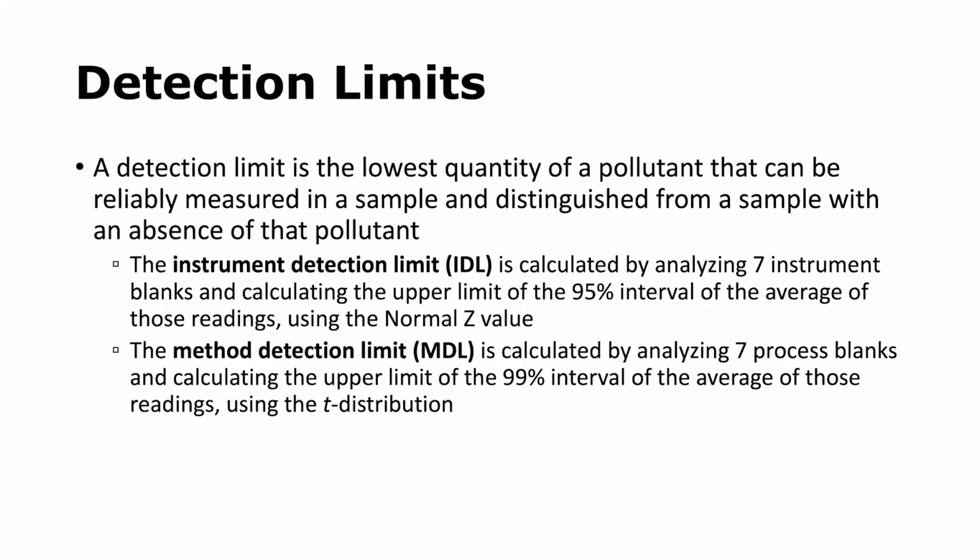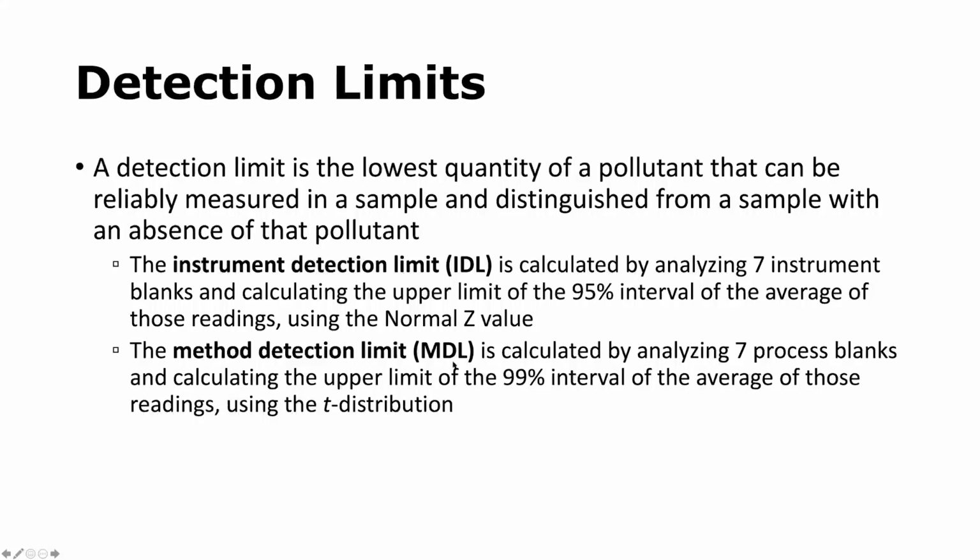And the way that we calculate the instrument detection limit is by analyzing 7 instrument blanks and calculating the upper limit of the 95% interval of the average of those readings. That's using the normal Z value. So this is defined in the standard methods book of water and wastewater analyses. And in the previous lecture, I talked about instrument blanks. That lecture is one of the recorded lectures that you have. So calculating 7 instrument blanks and then getting the upper limit of the 95% interval.